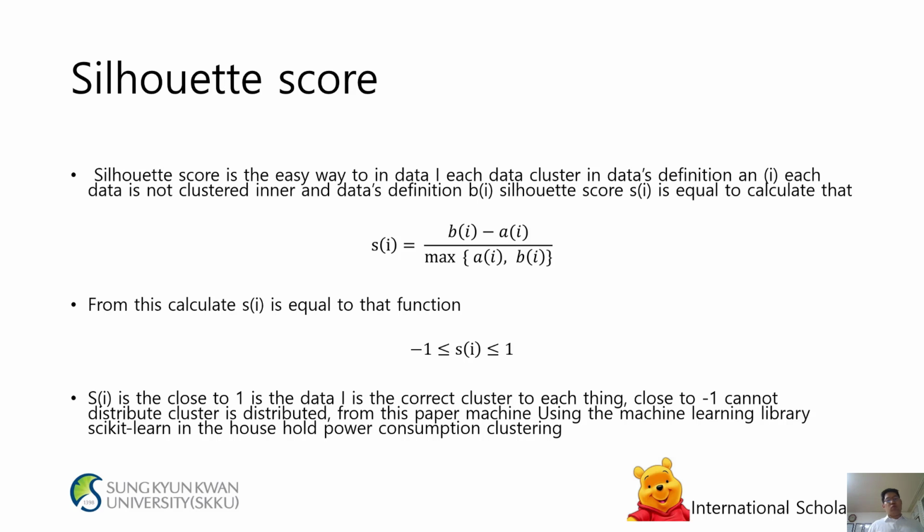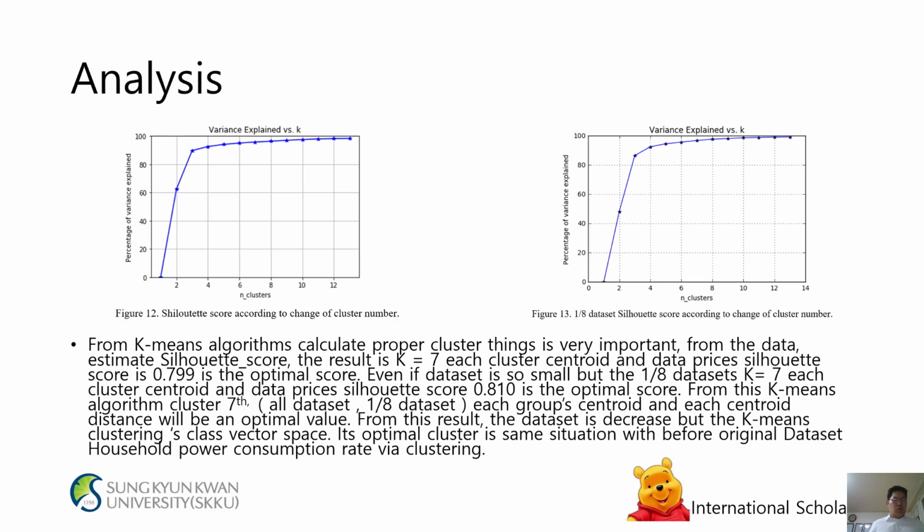From this paper, we use the machine learning library scikit-learn for household power consumption clustering analysis. Figure 12: silhouette score according to change of cluster number. Figure 13: A/1 dataset silhouette score according to change of cluster number. In the k-means algorithm, the cluster number is very important. From the estimated silhouette scores, the result is k equals 7, where the cluster centroids and data give a silhouette score of 0.799, the optimal score.